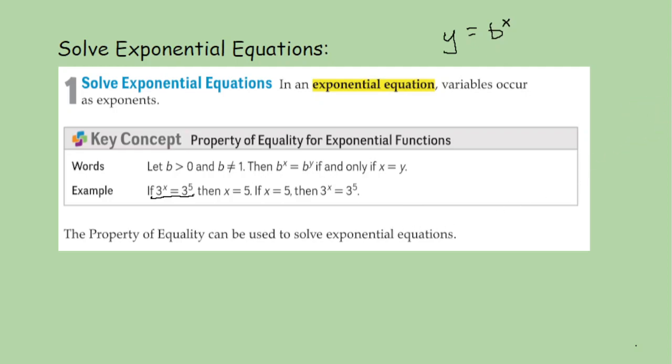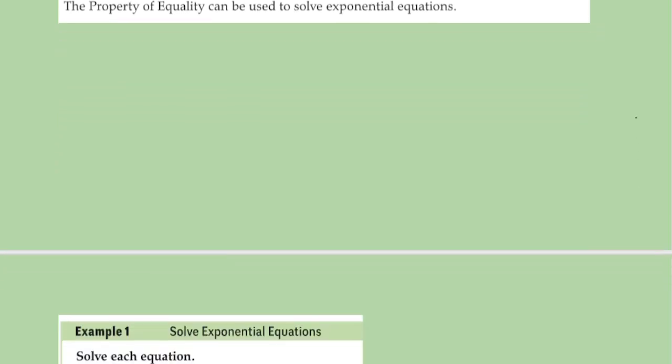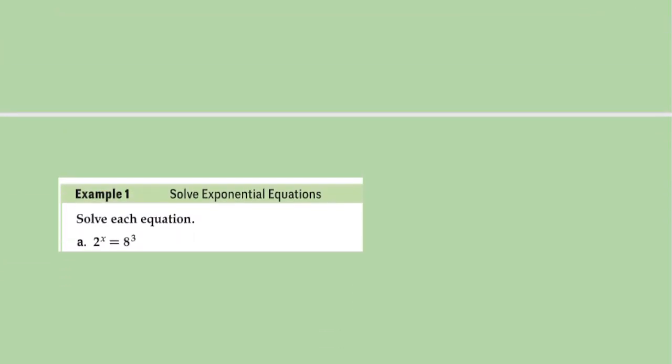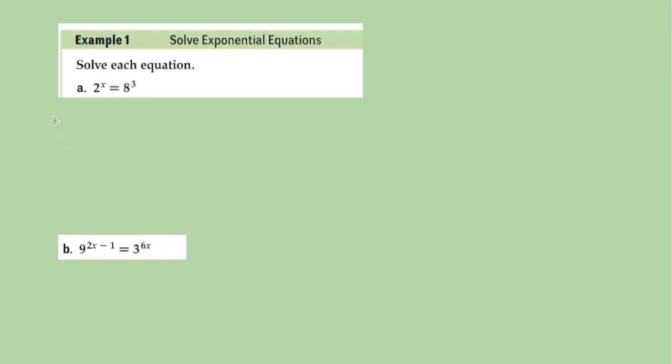Now, that's all well and good, but we're going to look at some examples where it's not always quite so obvious how that works. So if we look at this first example here, it says solve each equation. We got two examples, one a little uglier than the other. You'll notice in this first one, we have 2 to the x equals 8 to the 3rd power. Now you could do this a couple different ways, and I'm going to show you what I consider to be the smart way to do this, okay?